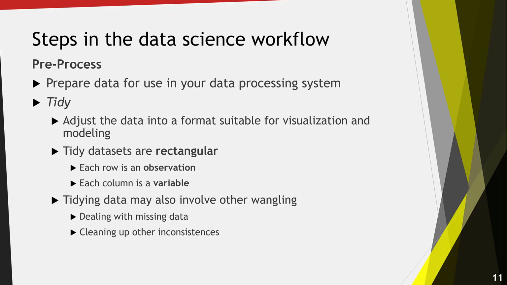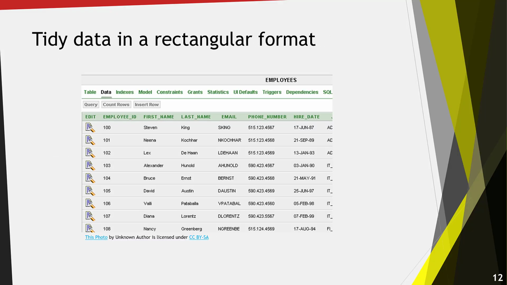Those are coded consistently across rows and columns, so you always know what type of data you're looking at when you look at a particular cell in your data. Getting your data to be tidy may also involve other types of wrangling. This includes dealing with missing data or cleaning up other inconsistencies in your data. So what do I mean by a tidy data set?